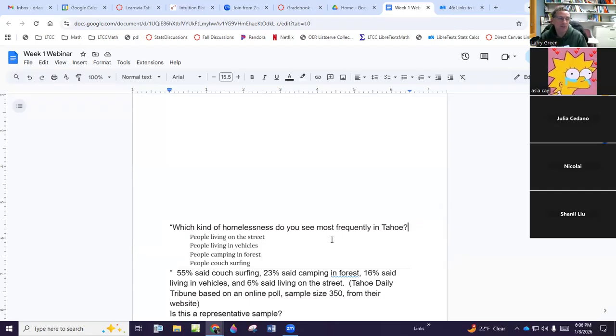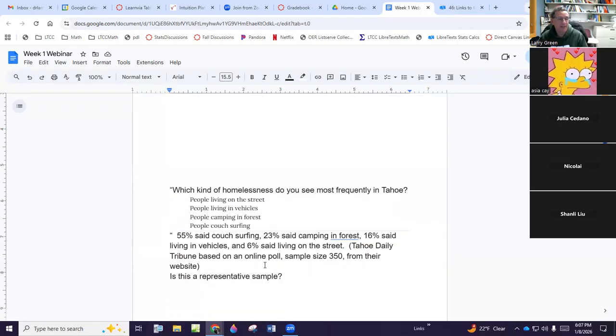You can choose people living in the street, living in vehicles, people camping in forest, or people couch surfing. Okay. And what they found is 55% said couch surfing, 23% said camping in forest, 16% said living in vehicles, and 6% said living in the street. Okay. This is right from them. And then it said the Tahoe Daily Tribune, based on an online poll, sample size 350 from their website.